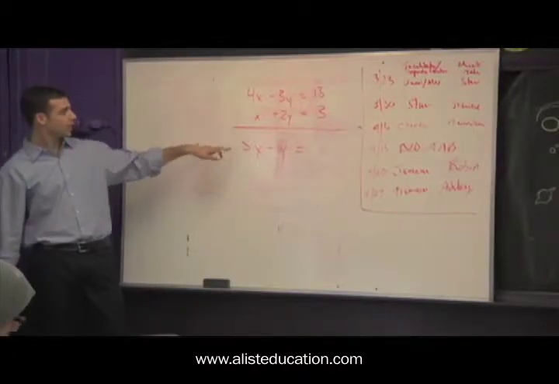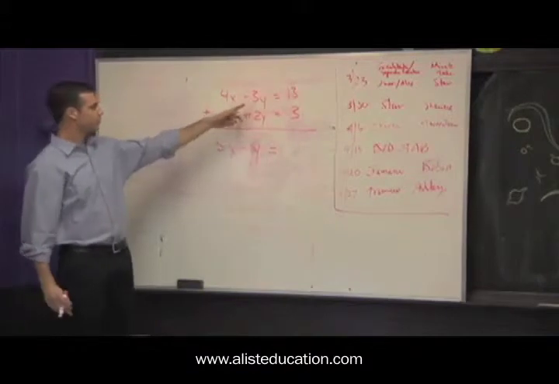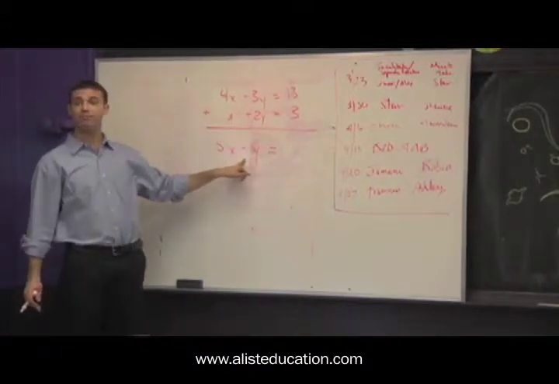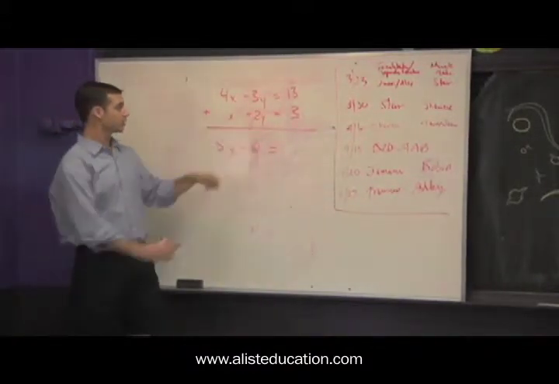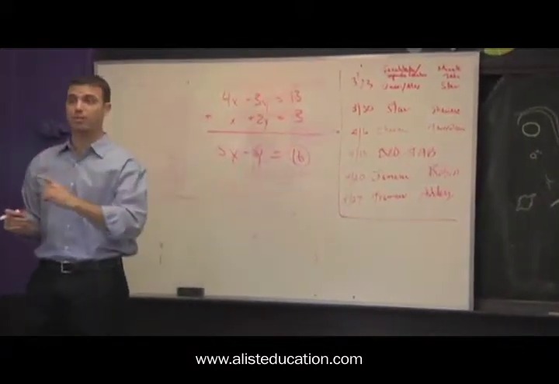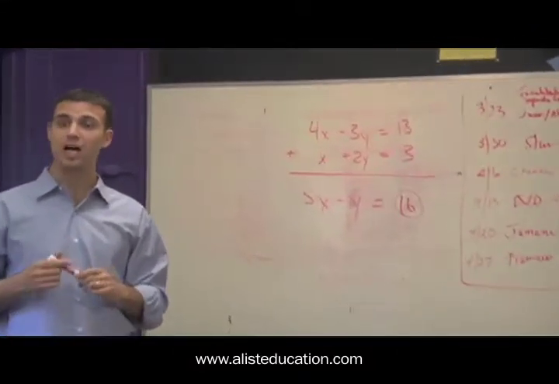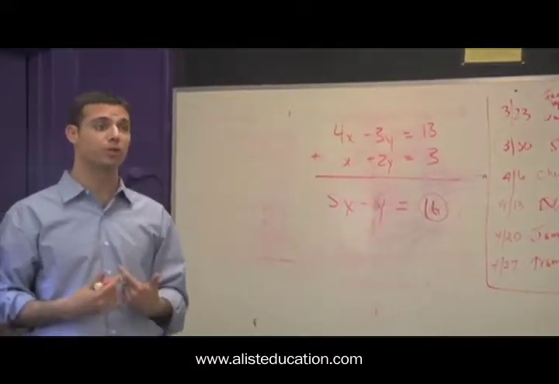If we've got a 4x and an x, how am I going to turn that into 5x? Just going to add. Negative 3y plus 2y gets us negative y. 13 plus 3 is 16. And we're done. One step, 13 plus 3. Half a page of work to solve it the way the students have learned in school.